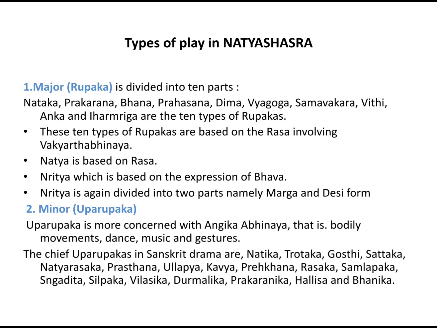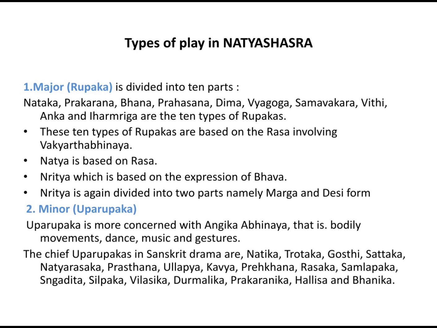Moving further, for types of play in Natya Shastra, there are two. One is major, which is referred to as Rupaka, and the minor, that is Uparupaka. The major is divided into 10 parts, that is Nataka, Prakarana, Bhana, Prahasana, Dima, Vyayoga, Samavakara, Vithi, Anka, and Ihamriga are the 10 types of Rupakas. These 10 types of Rupakas are based on the rasa involving Vachika Abhinaya.